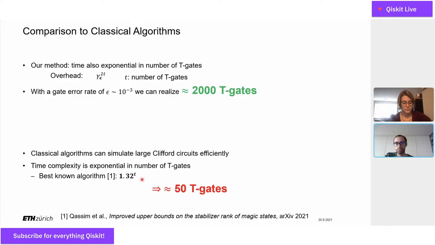As it turns out, it is estimated that with these algorithms, you can maybe reach around 50 T gates. Whereas if we assume for our method a gate error rate of around 10 to the minus 3, which is not so far away from what might be physically realizable, we can get significantly more T gates. And again, I'd like to emphasize that as the quality of the hardware improves, the exponent in our overhead is going to decrease more and more. For the classical simulation algorithm, maybe someone will find a slightly better algorithm, but in principle, there's no hope that the base of the exponential cost is going to decrease by much.